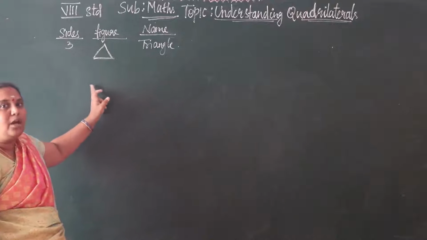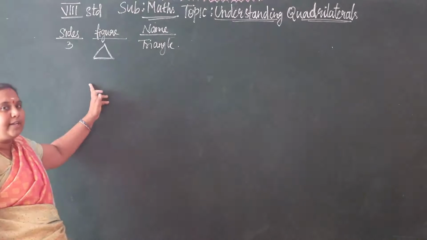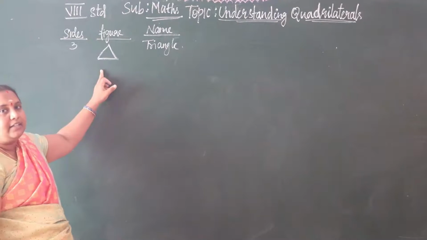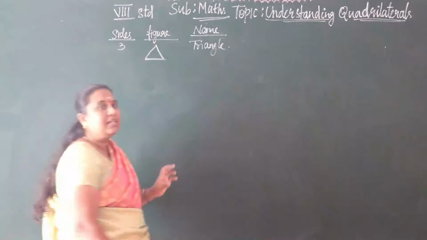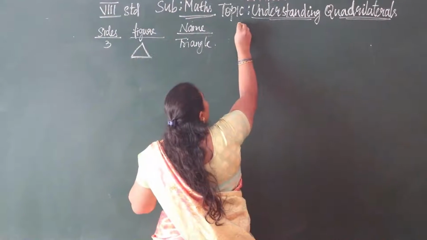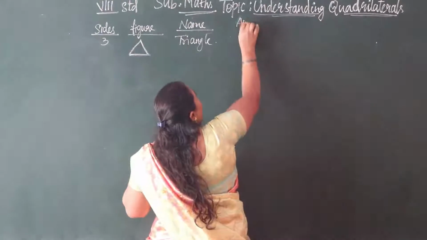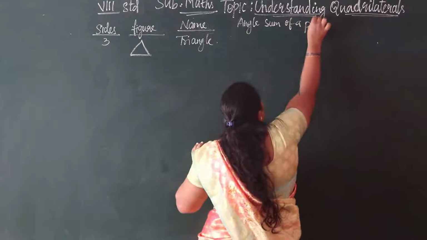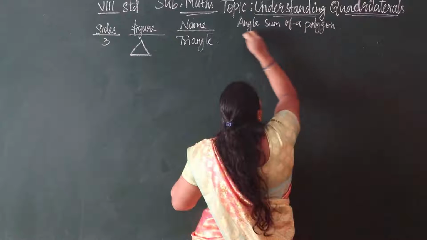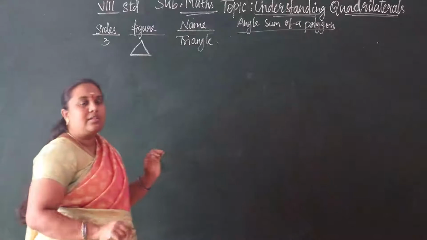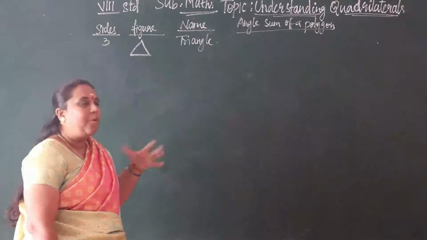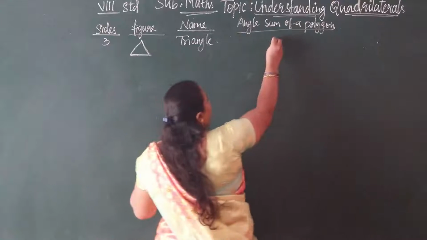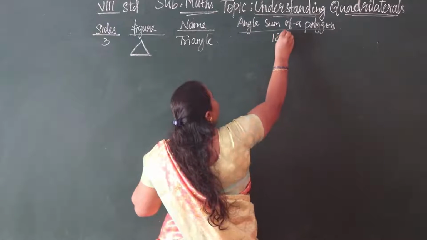Okay, so how to find out the sum of the angles of a polygon? We know that the sum of the angles of a triangle is 180 degrees. Is it right? The sum of the angles of a triangle is 180 degrees. Okay, so the angle sum of a polygon. How to find out the angle sum of a polygon? See, you know the sum of the angles of a triangle is 180 degrees.